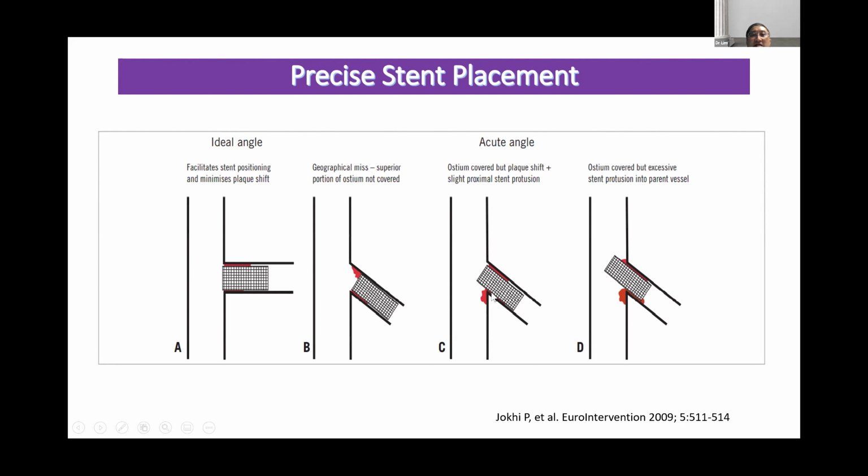If we stick it out a little bit, then there is a possibility of plaque shift, and there's also a slight proximal stent protrusion. In a big vessel, this is probably acceptable, but for the next intervention, the operator needs to be careful not to put the guide wire below the stent strut. And sometimes there is excessive proximal protrusion into the parent vessel, making subsequent catheter engagement difficult.